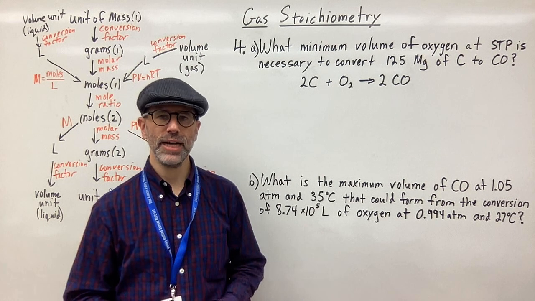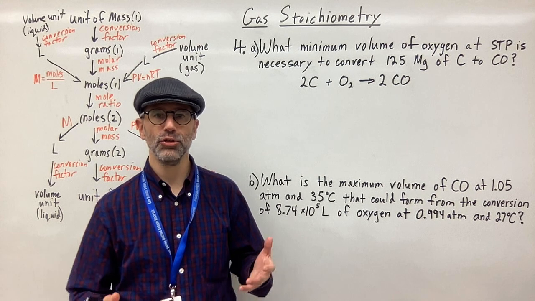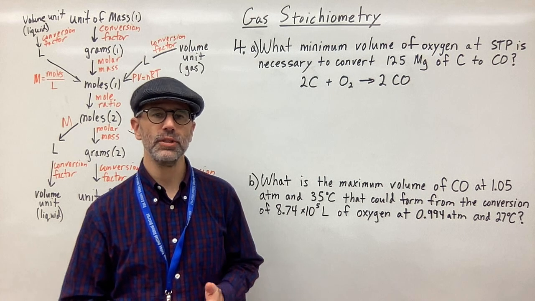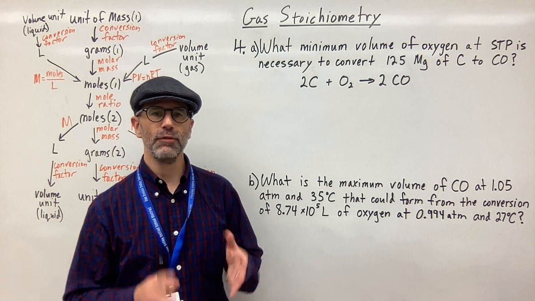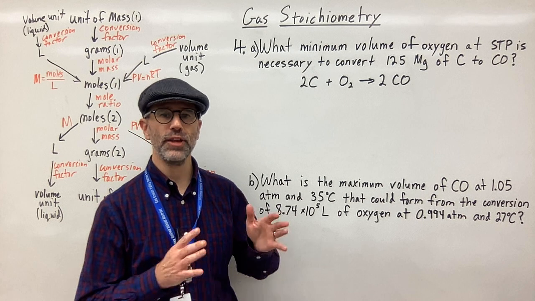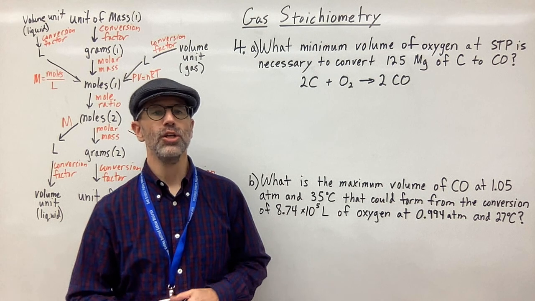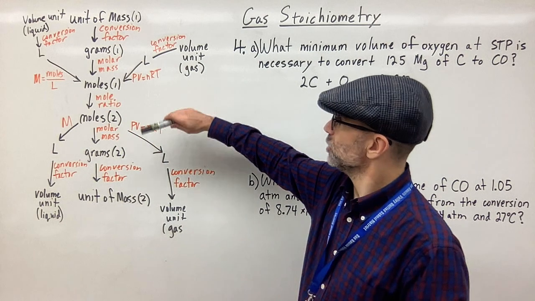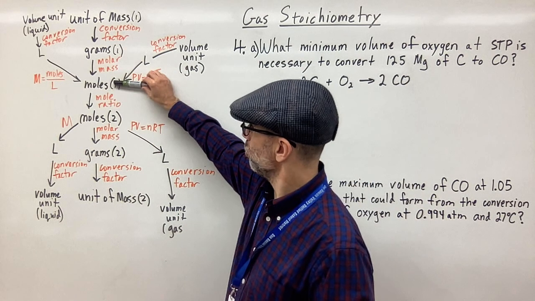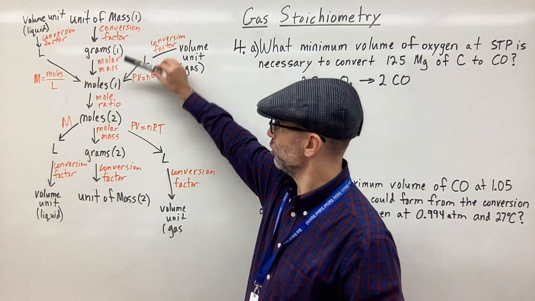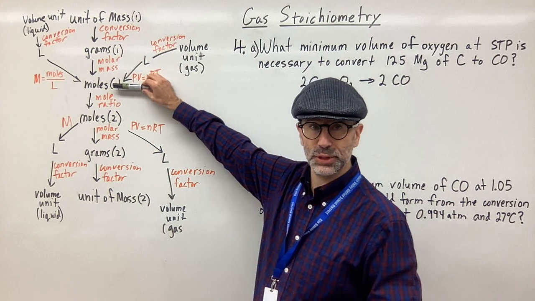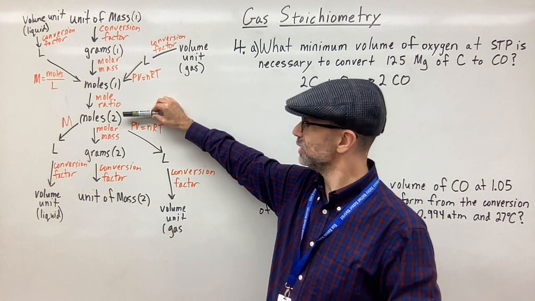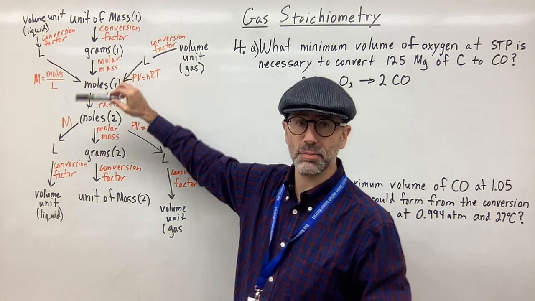Since we're doing gas stoichiometry, like any other stoichiometry, we have to get to moles. That is the key. Whatever unit you're given, you're going to convert that unit to moles. Why? So we can use the mole ratio just as it's shown here. We want to get to the moles so that we can use our mole ratio to convert from moles of one substance to moles of a different substance. And so that's why we need to get to moles.